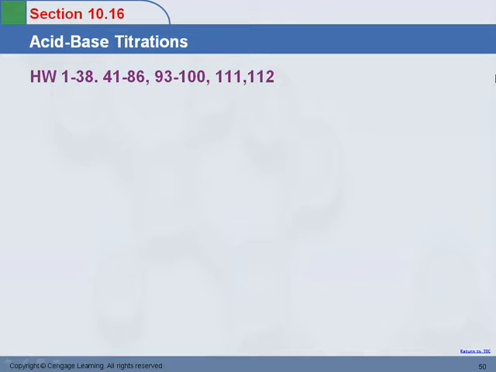Homework in general, you're looking at 1 through 38, 41 through 86, 93 through 100, and like I mentioned, 111 and 112. We pretty much covered the entire chapter in Chapter 10, except for the section on the Henderson-Hasselbalch equation, which is section 10.13. So we're skipping those problems, and you can skip that in your reading. But you're responsible for everything else.